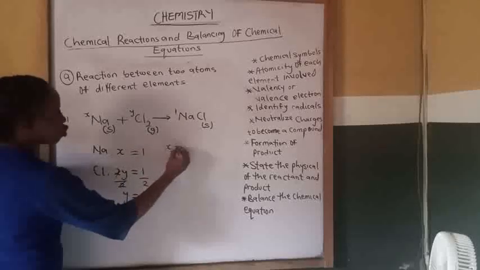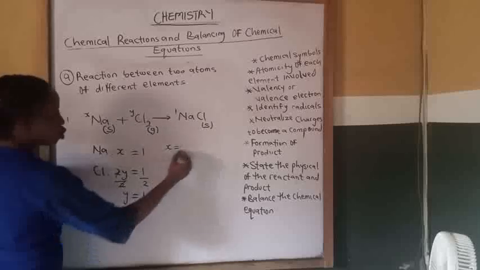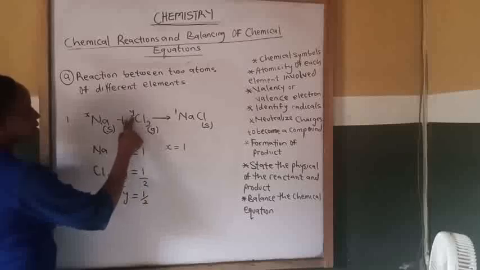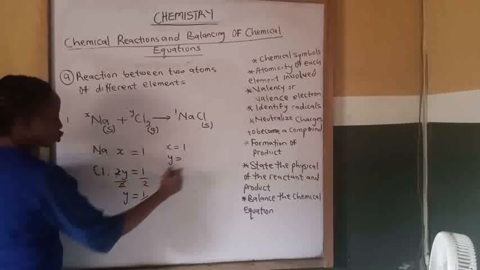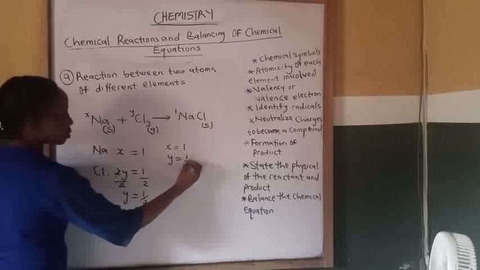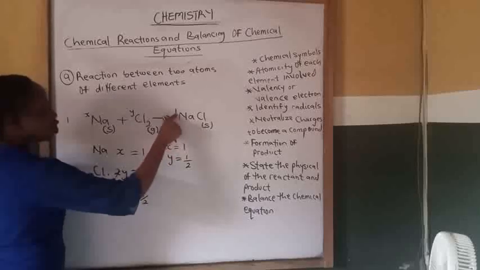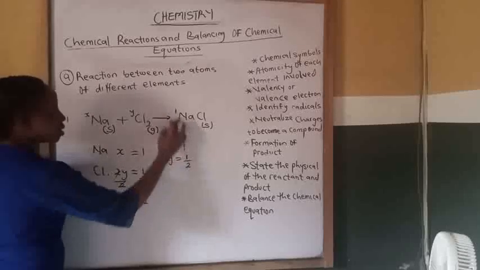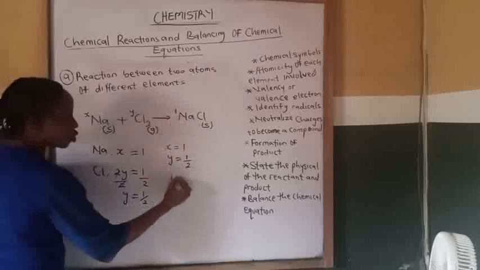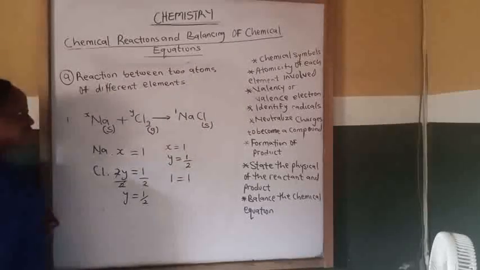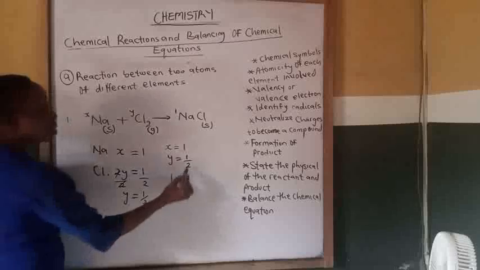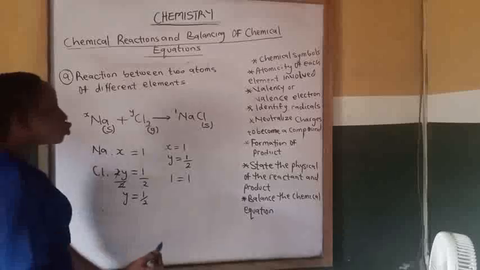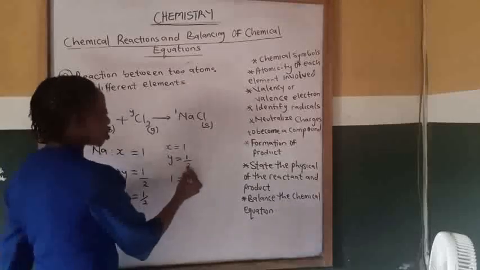So x equal to 1. From this side, x equal to 1. Then y equal to half. Then the known coefficient, the whole number, equal to 1. The one with the known coefficient equal to 1. Let me say 1 equal to 1. Now, this one is in fraction. You have to turn it to a whole number. You turn this fraction to a whole number.